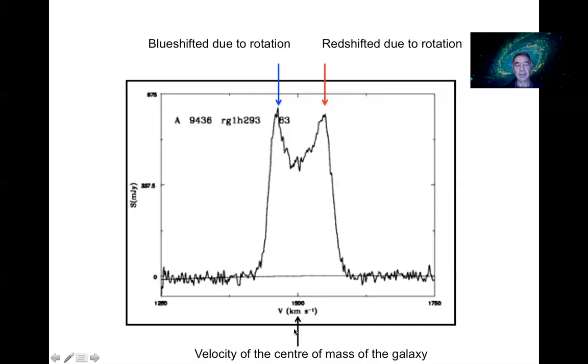This is rather analogous to the binary star issues that we were looking at. You can think of this as the velocity of the center of mass of a galaxy, and then these are the components rotating around that center of mass.